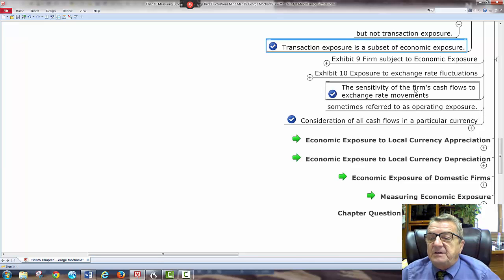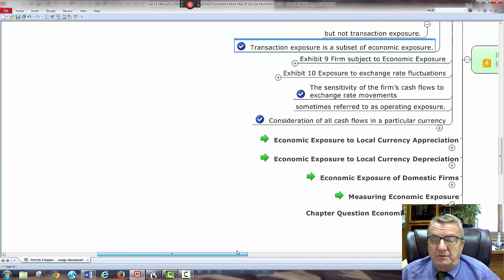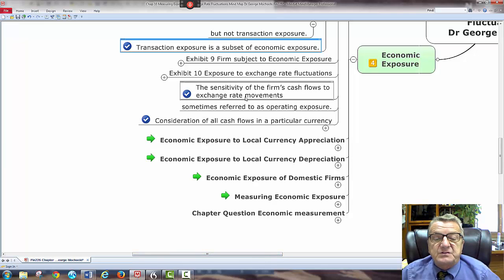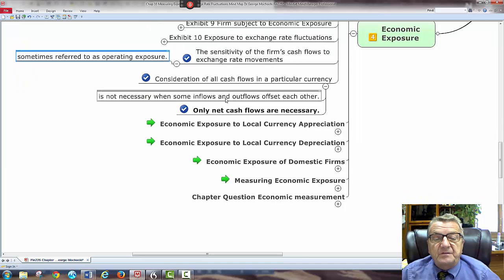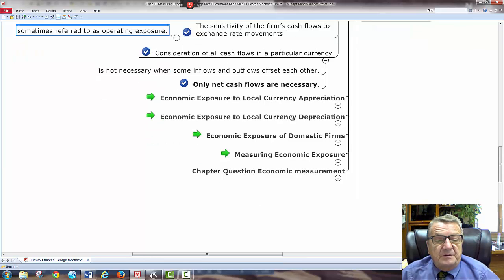Okay, so now, the sensitivity of the firm's, could we read this? Let me move this over here. The sensitivity of the firm's cash flows to exchange rate movements. Okay? Sometimes referred to as operating exposure. Okay? And the consideration of all cash flow in a particular currency is not necessarily needed when some inflows and outflows offset. Remember, I've got them coming in and it could be within my operation or within the currency as a whole, which affects the exchange rate for that company. I may not have to do anything else because the government's doing it for me. Okay? Only net cash flows are necessary.